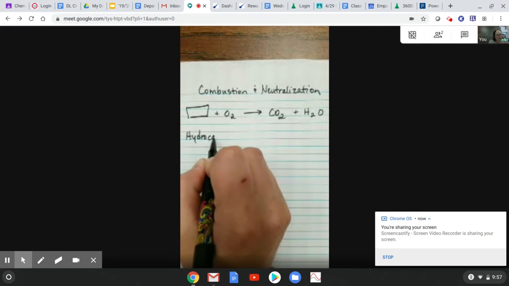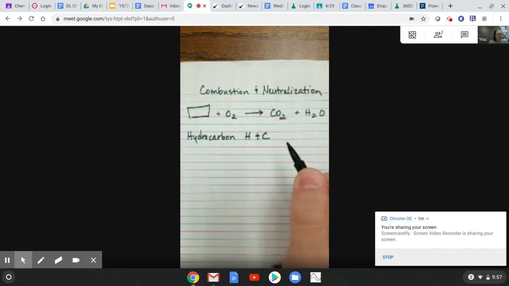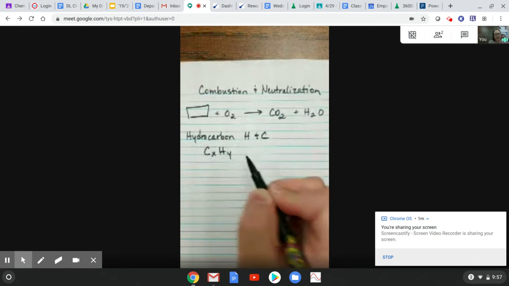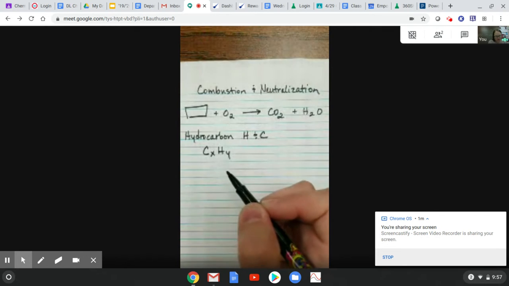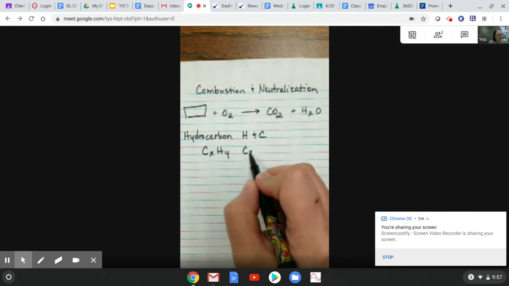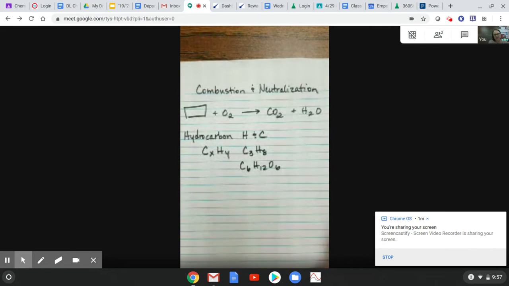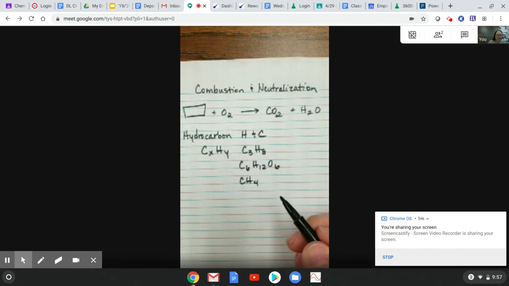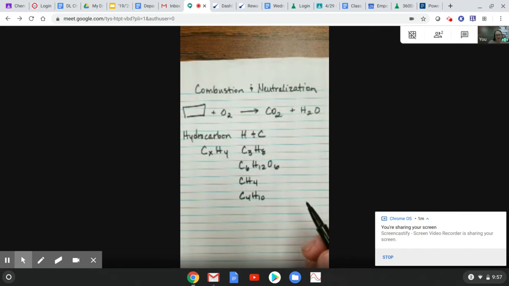What is a hydrocarbon? Something that has hydrogen and carbon in it. And we tend to see these formulas written as like CxHy because it can be any number of carbons combined with any number of hydrogens. So like C3H8, that's a hydrocarbon. C6H12O6, that's glucose, but that's still a hydrocarbon. CH4 is methane, that's a hydrocarbon. So all of these, C4H10, they're all hydrocarbons.